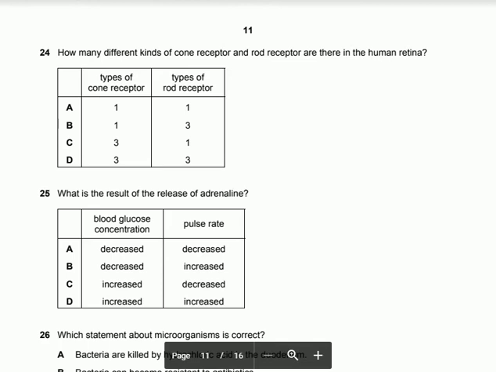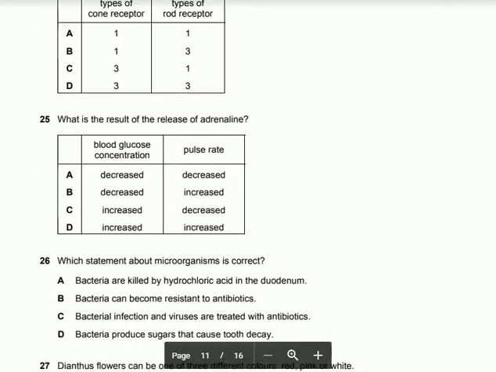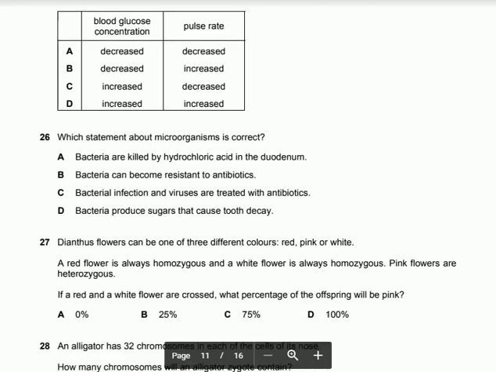Question 24. How many different kinds of cone receptors and rod receptors? I told you there are 3 types of cone receptors, R, G, B. So 3 types of cone receptors, 1 type of rod receptor, which helps you see in the dark. That's why bats have a lot of rod receptors. I'm giving you good facts today. What is the result of release of adrenaline? Blood glucose concentration would increase, and the pulse would also increase. That's why you feel hungry, and your heart rate increases.